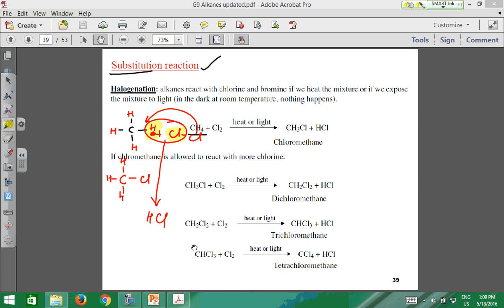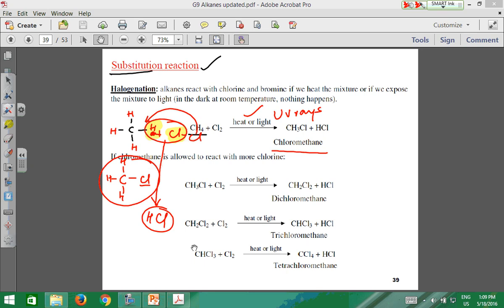This is how. And the product is HCl. I must say this is a byproduct. The most important product is this one, and we call this chloromethane. We have got chloromethane. Many times there is this condition: light or ultraviolet rays. Ultraviolet rays or light is required because that light will provide energy to break the bond.